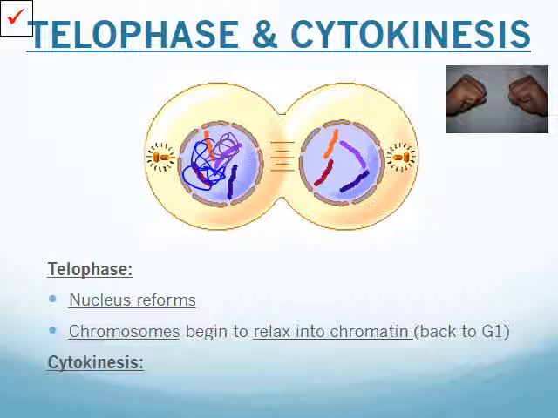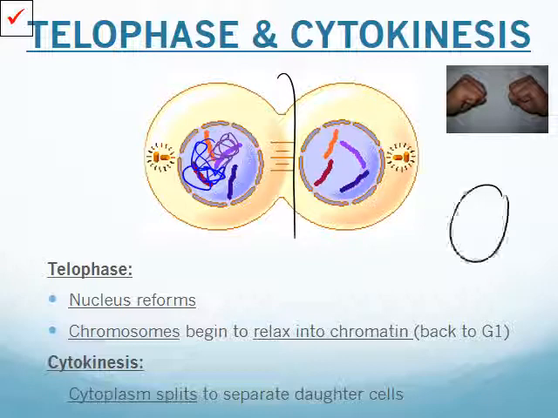After that, cytokinesis then occurs. So cytokinesis is, as you can see here, the cells are already starting to pull apart. But when cytokinesis goes into effect, it will separate both cells completely, so we will then have two separate cells, each one being identical.